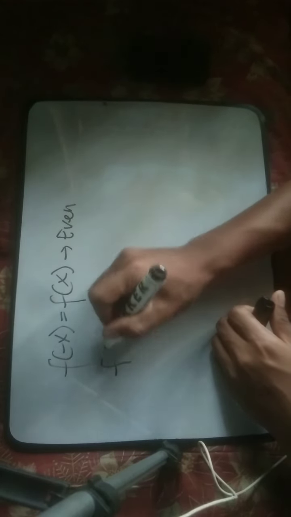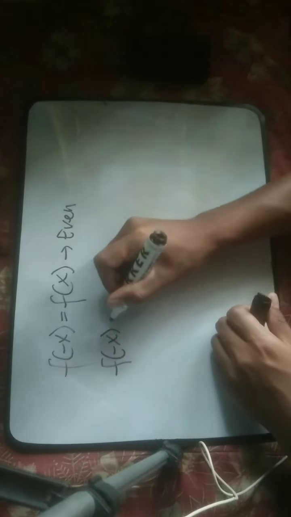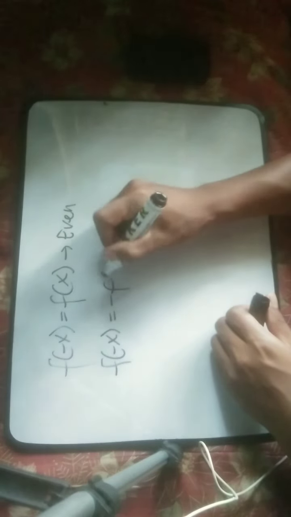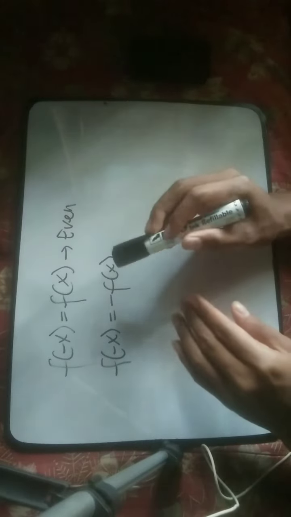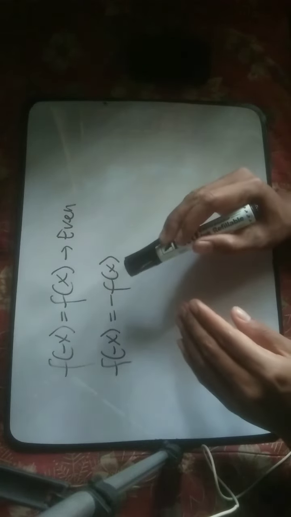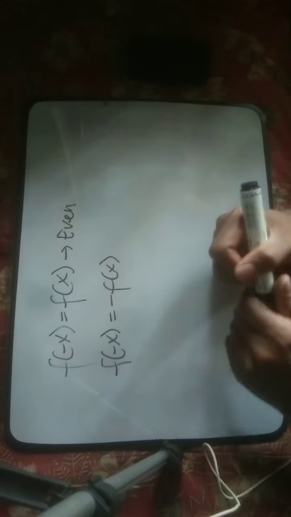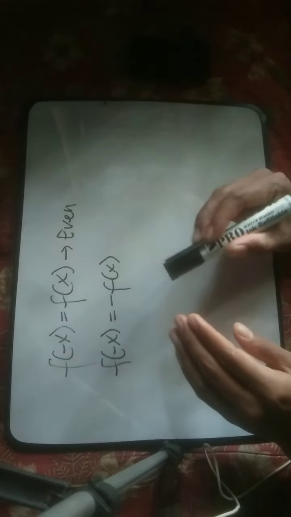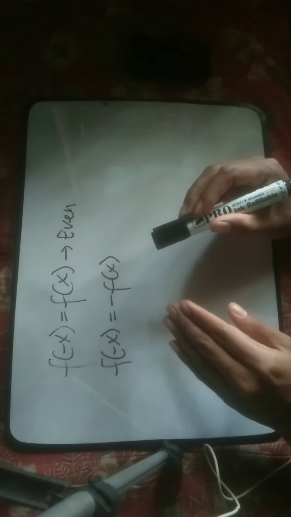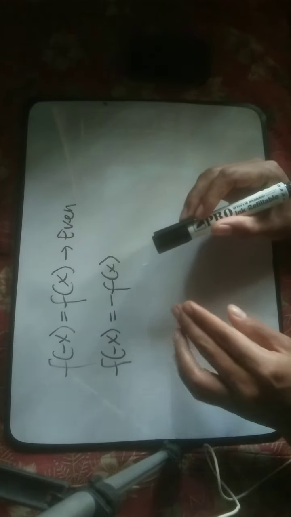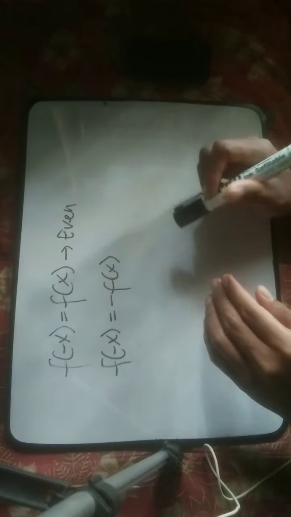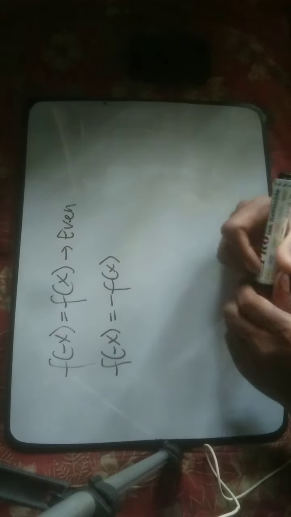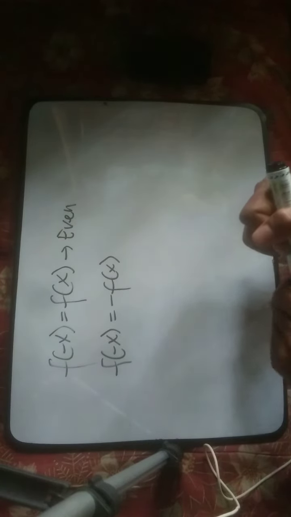The function is odd if f of negative x is equal to negative f of x. So if we plug negative x into the function, all terms in the function would change sign. If only one term in the function changes sign, and the rest of the function is still the same sign, then it is not an odd function.